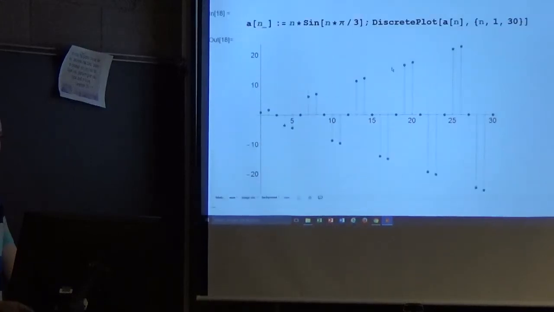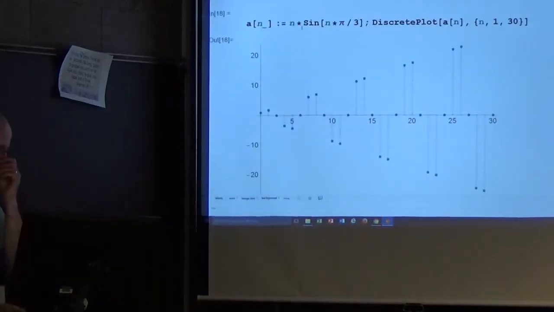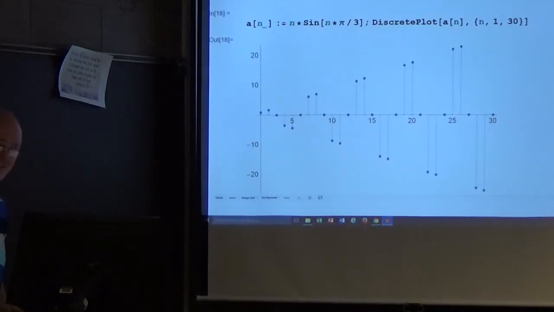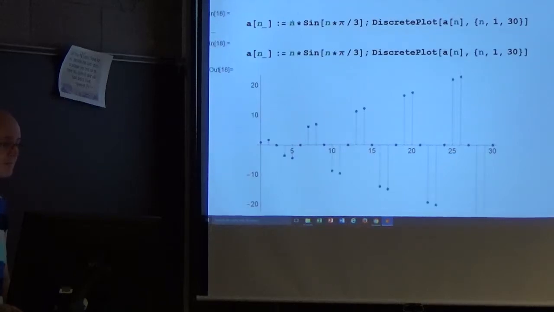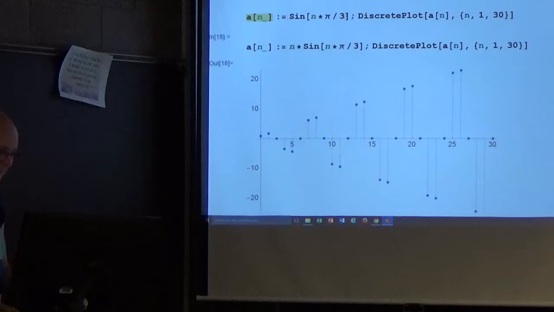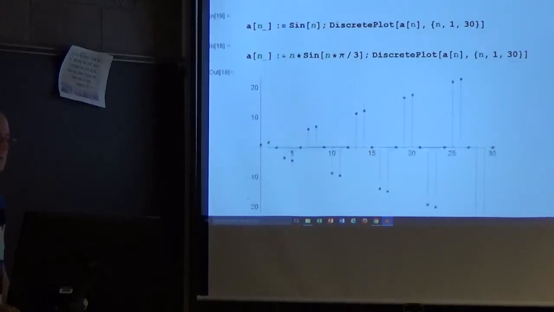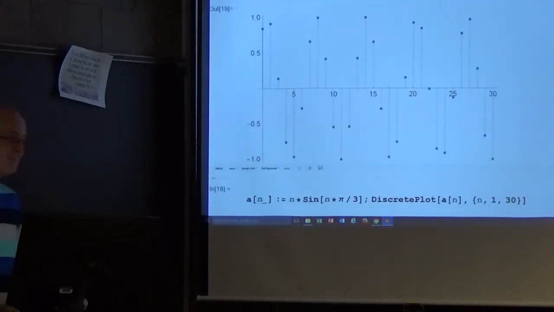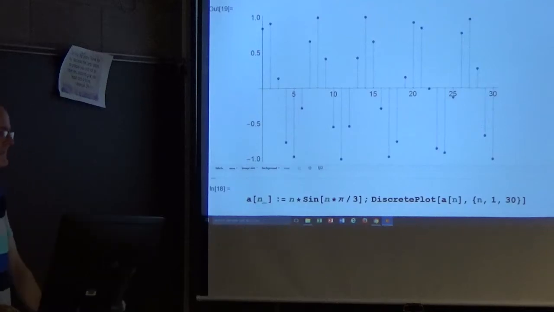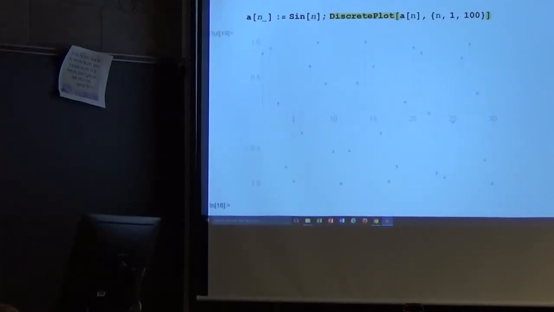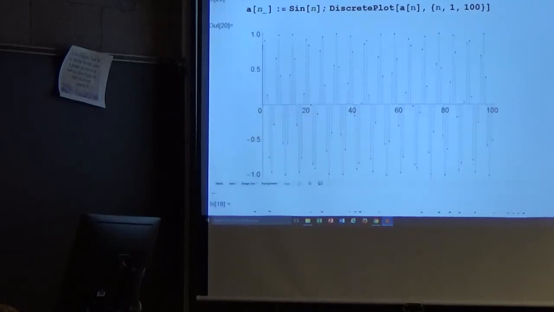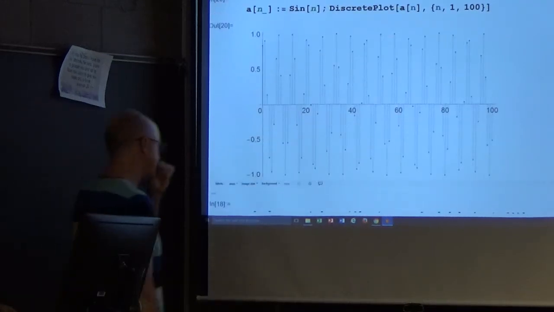Well, in fact, it's not a bounded sequence to begin with. Let me make it a bounded sequence. Let's consider a different example, actually. Let's just do sine of n. So a sub n is sine of n. Points are bouncing all over the place.